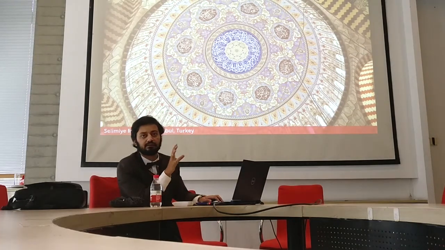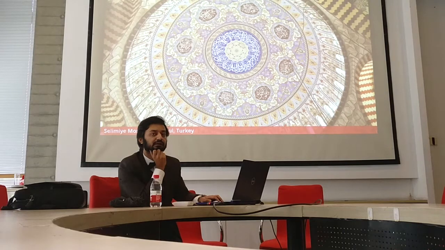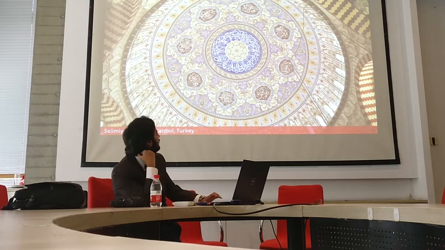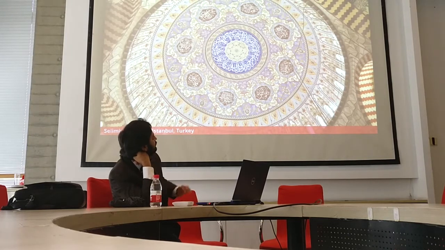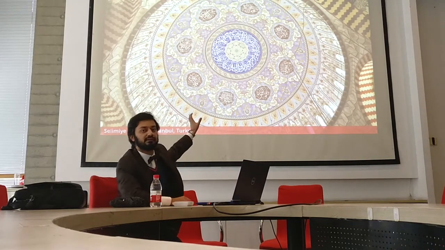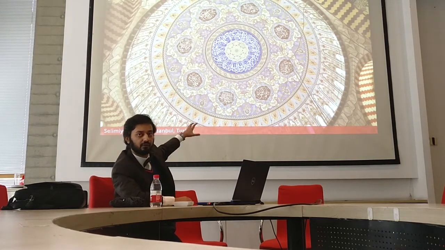So this is just a few examples of what Islamic architecture or Islamic design looks like. So like I said, you have this symmetrical system. You have this one central point, and then you have elements repeating all around it.